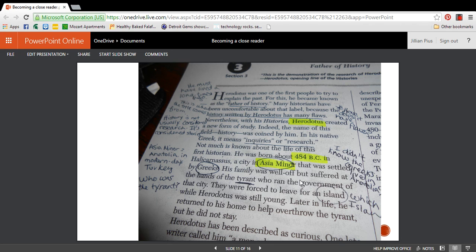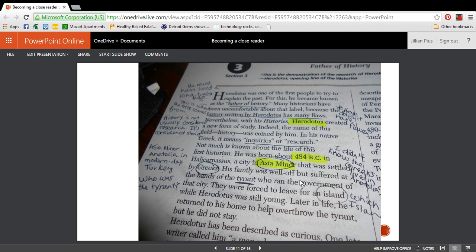Not much is known about the life of this first historian. He was born in 484 BC in Halicarnassus, a city in Asia Minor that was settled by the Greeks. So this last sentence was interesting for two reasons. On the left-hand side, I wrote that Asia Minor equals Anatolia in modern-day Turkey. We've covered this earlier in the year.